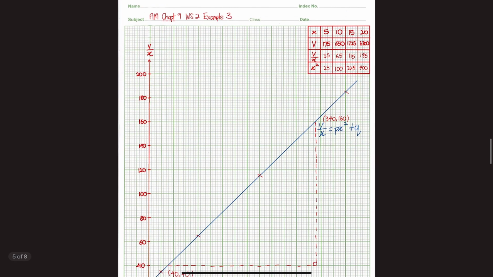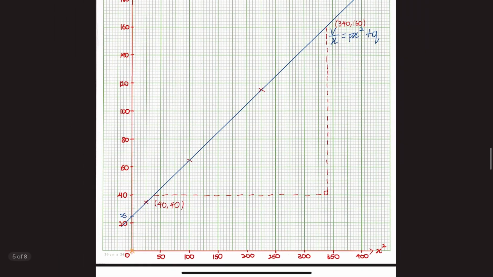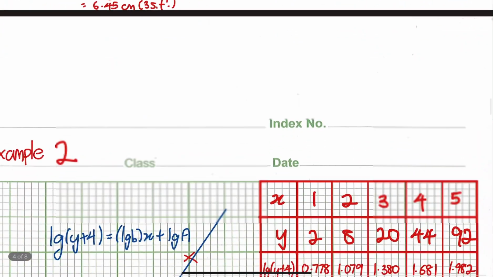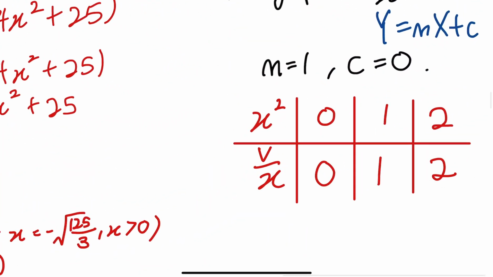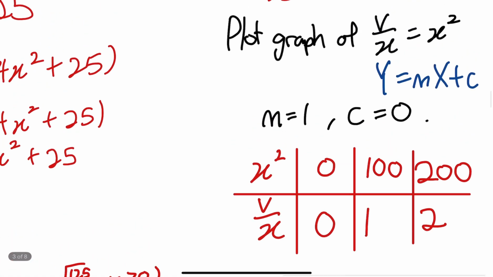Instead, sorry, this one I should choose, since my x value is from 0 to 400, maybe instead of 1 I'll choose 100 and 200, so that I can plot these values more easily. I choose 100 and 200. Therefore my v over x will be simply, when x squared is 100, my v over x will be 100 as well. When x squared is 200, v over x will be 200 as well.